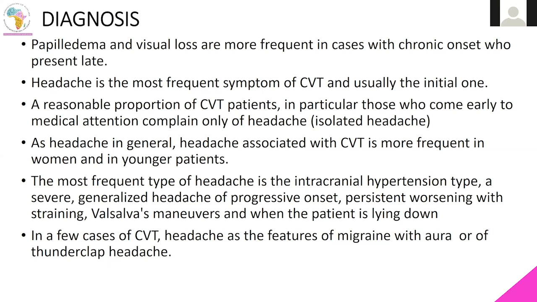The most frequent type of headache is the intracranial hypertension type, a severe generalized headache of progressive onset, persistently worsening with straining, Valsalva maneuvers, and when the patient is lying down. So in a few cases of cerebral venous thrombosis, headache has the feature of migraine with aura or thunderclap headache.